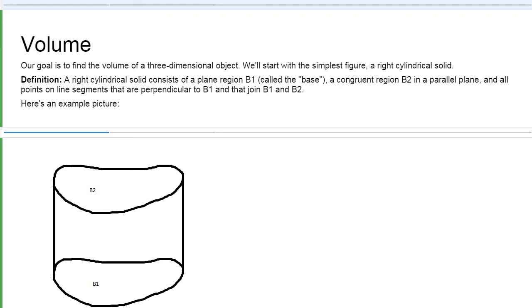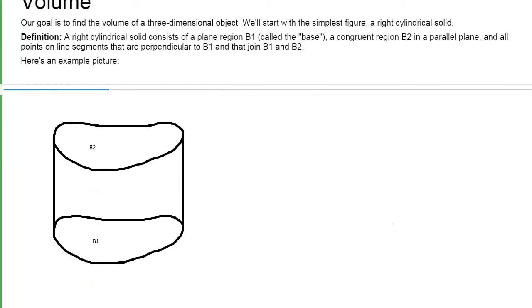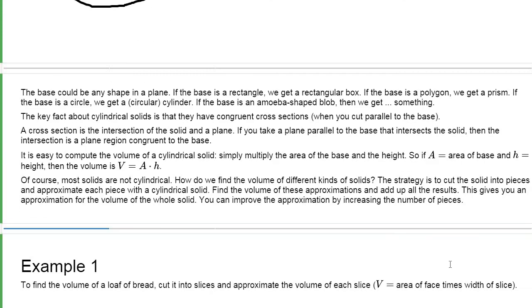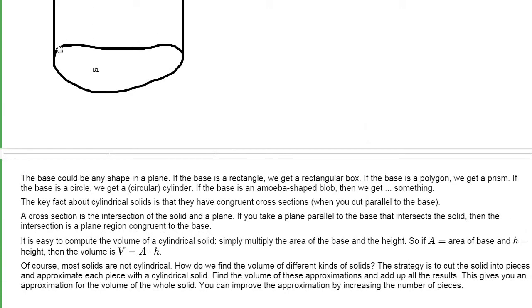So B1 and B2 are in parallel planes, and then you just connect corresponding points. You take a dot down here and you connect it to the same point up here, and you fill it all in and you make a solid. That's called a right cylindrical solid. The reason we start with that particular shape is because the volume is easy to see. In general, the base here could be any kind of shape.